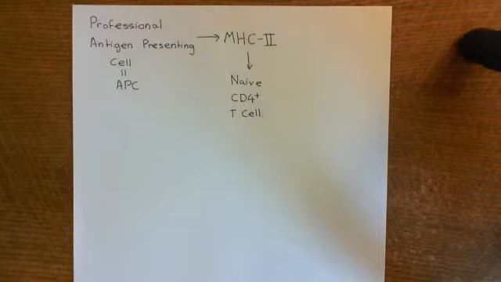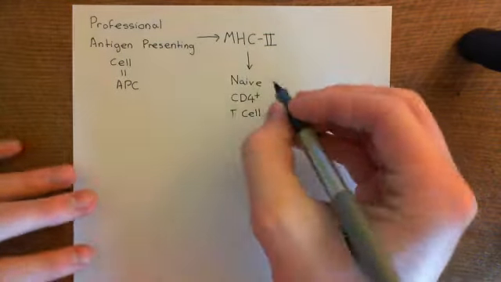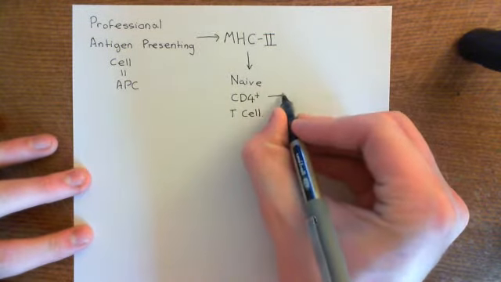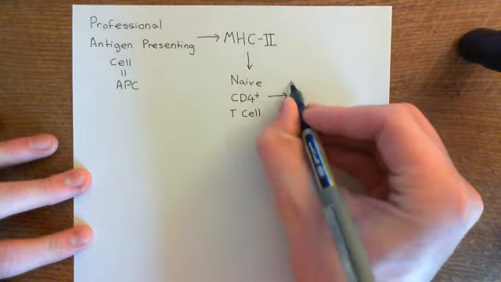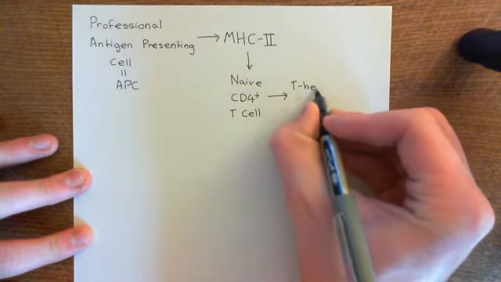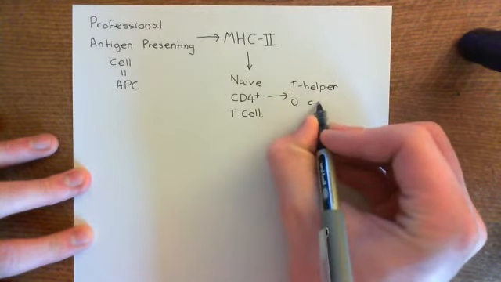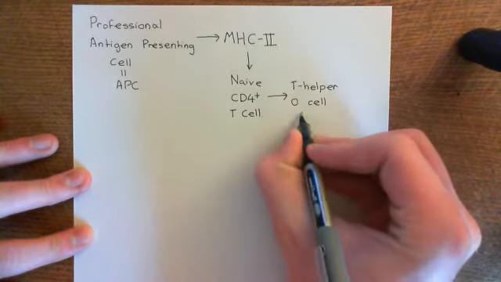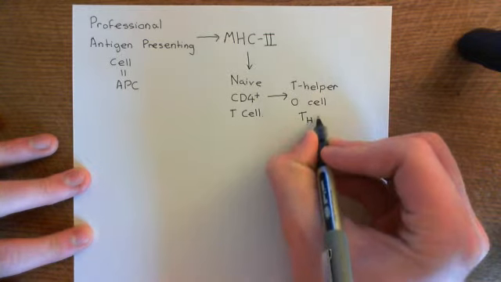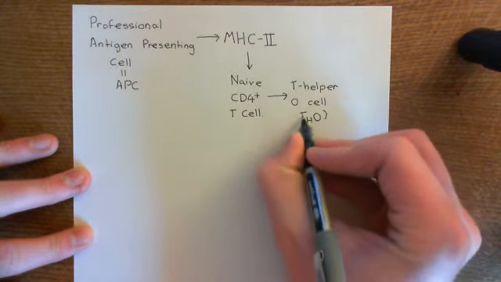However, when the antigen-presenting cell does find a naive CD4 positive T cell with a complementary T cell receptor, then that naive CD4 positive T cell will be activated and it will undergo differentiation, and it will differentiate into what's known as a T helper 0 cell. Okay, so T helper 0 cell, and these are often abbreviated to T, and then you put an H at the bottom as a subscript and then a 0, like so.